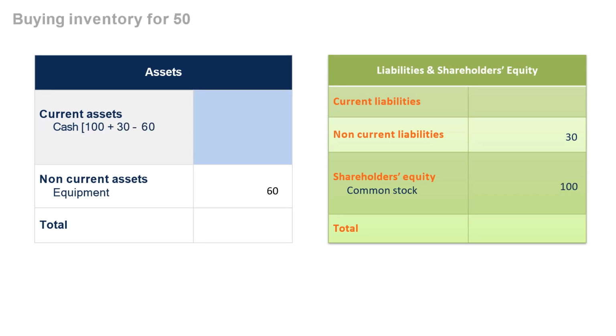What happens when we buy inventory for 50? What this means is, of course, buying inventory means cash is reducing by 50. So our cash balance has gone down from 70 to 20. And we have another current asset which is increasing by 50, which is inventory that has just come in, leaving us with a balance sheet that is still balancing at 130.